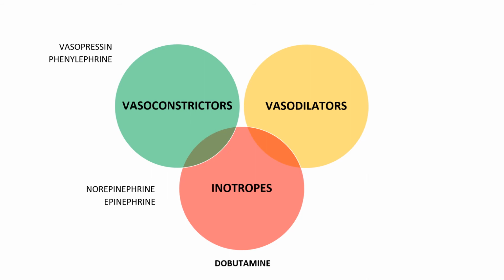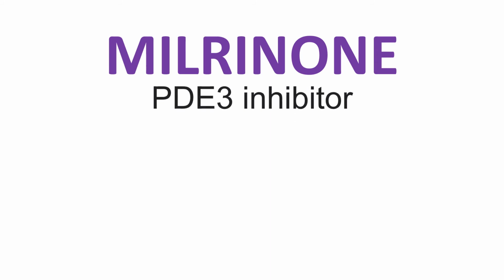Next, coming to milrinone. Milrinone is very, very similar to dobutamine. Obviously it works in a very different way. It's a PDE3 inhibitor, and so it results in increased intracellular cyclic AMP levels. And this will both cause vasodilatation as well as inotropy.